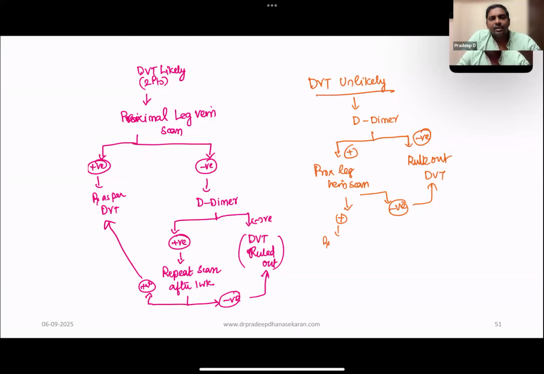Likewise, when the DVT is unlikely, you do a D-dimer. If it is positive, you do a proximal leg vein scan. If it is negative, that means you have ruled out a DVT.